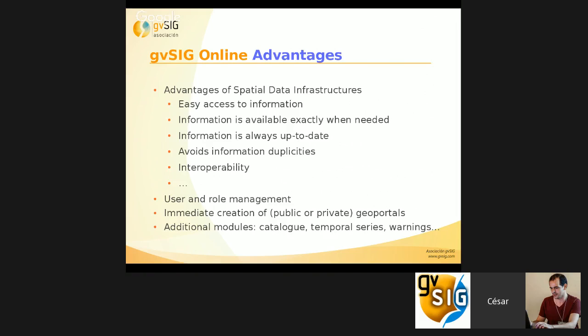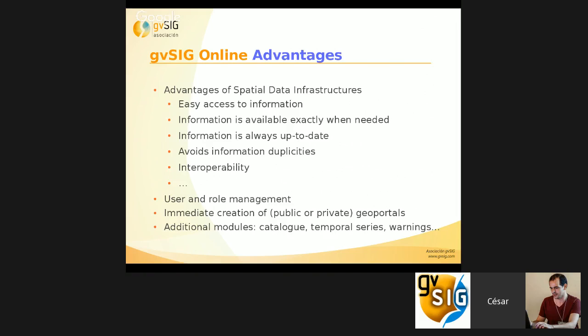It provides interoperability, because we use these OGC standard protocols, which ensure that you can access the information from the web, but also from any interoperable client software like desktop GIS solutions. It has also user and role management to decide which information should be public, which information should be only shared with some specific users or groups in the organization. It allows to create very quickly new job portals, which can be public or private.